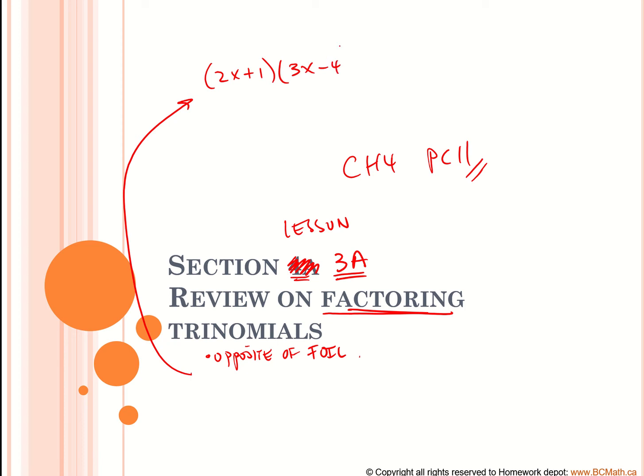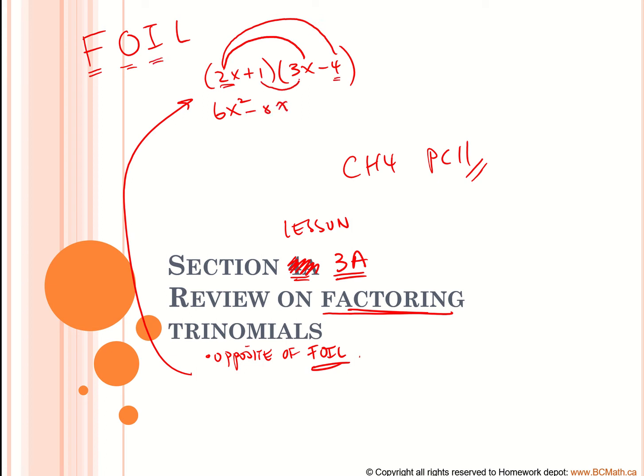3x minus 4, okay? So FOIL means that I'll just write this out. FOIL means you multiply this out. F means first. So you take the first from both brackets, 2x times 3x is 6x squared. O means outside, so you take the outside terms. So 2x and negative 4 gives you minus 8x. The I means inside, so 1 times 3x is plus 3x.